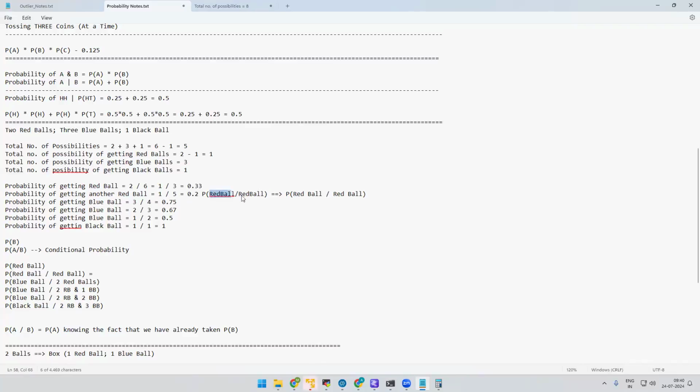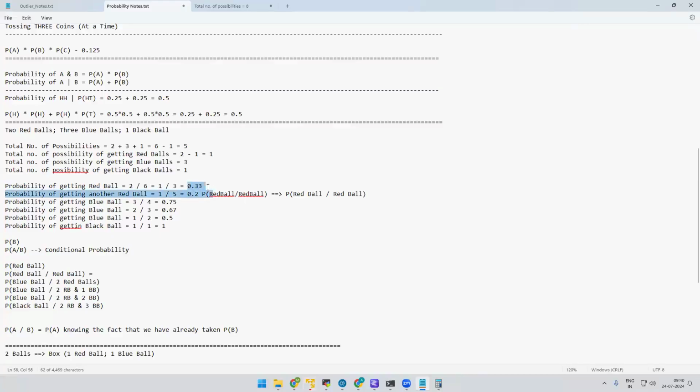So how do we read this? Probability of getting a red ball. We are trying to find the probability of getting a red ball, knowing the fact that another event has happened. What is that event? They have already taken a red ball. So we need to consider that. Only in this case do we consider it already taken. This 0.33 is the 33% chance that they may get the first ball as a red ball.